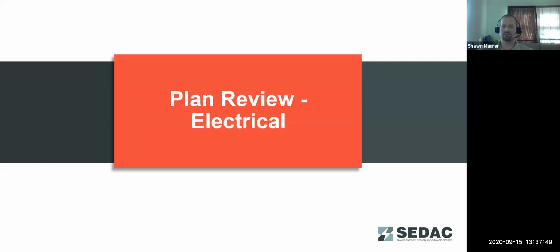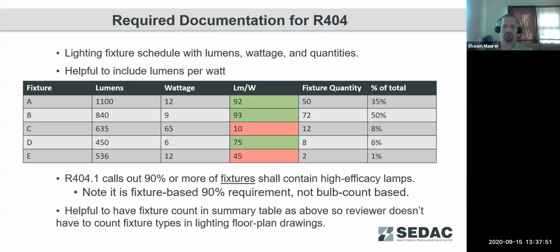And then finally, moving on to the electrical review. This is really easy for residential because it's mostly just focused on lighting efficacy. There is an Illinois amendment as far as what qualifies as high efficacy lighting. We've highlighted in the table here the lumens per watt column. That is the column that you need to verify against whether those lamps are high efficacy or not.